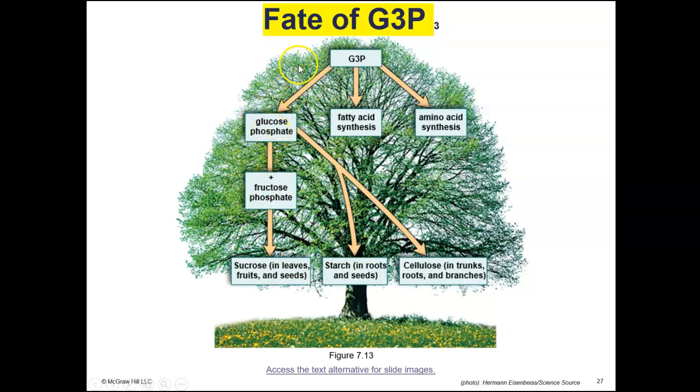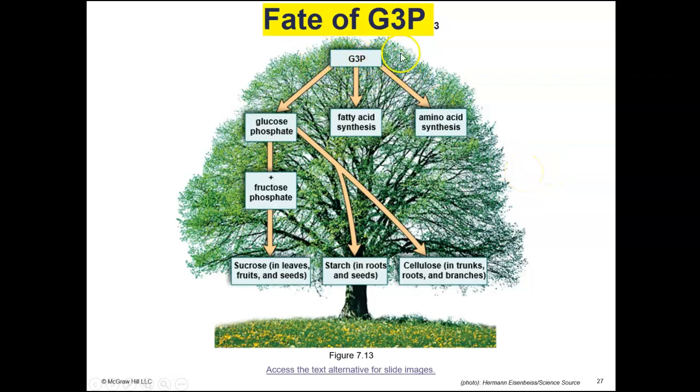chemicals and foods. G3P can be converted to glucose, which can then be converted to fructose, and glucose and fructose together can be used to produce sucrose, which is table sugar. And this occurs in the fruits, the leaves, and the seeds of a plant. G3P can be converted directly to fatty acids. G3P can be converted into amino acids. Glucose, which comes from G3P, can be converted to cellulose and to starch.